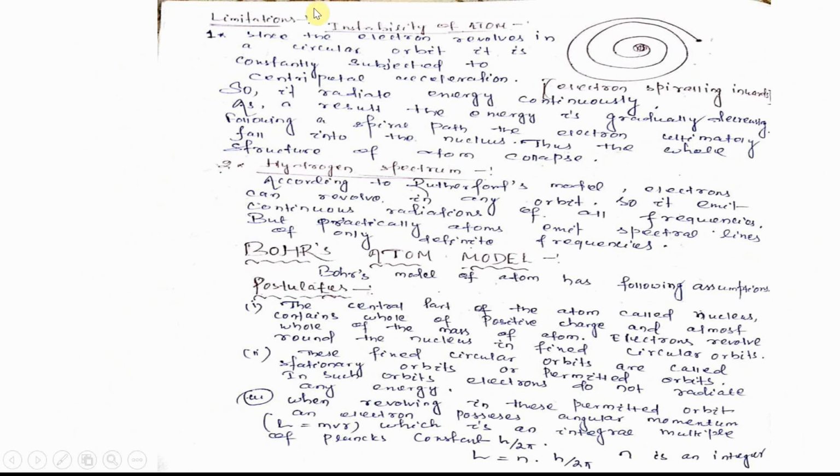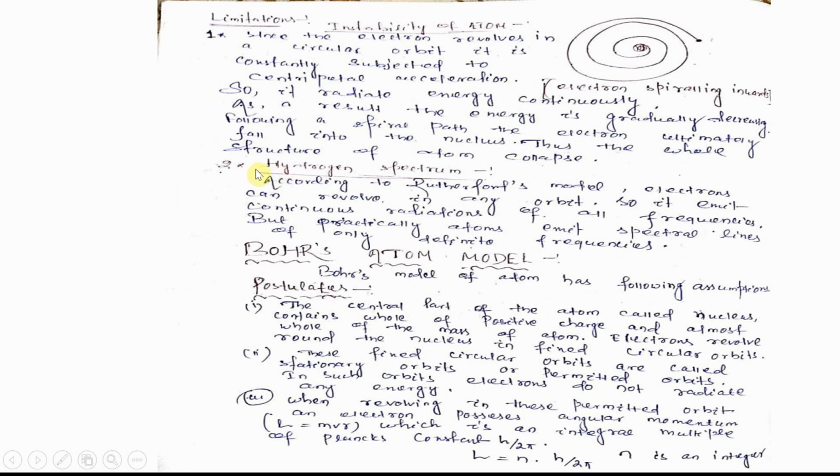First thing is the instability of the atom. According to electromagnetic theory, when an electron is revolving around the nucleus, it will radiate energy, because it moves with centripetal acceleration in the spiral path you have seen here, so it radiates energy continuously. Since it radiates energy continuously, the energy will gradually decrease, and following a spiral path, the electron will ultimately fall into the nucleus. Then the whole structure of the atom will collapse. How will it exist? So that is the first limitation, the instability of the atom. The atom will not be stable according to this idea.